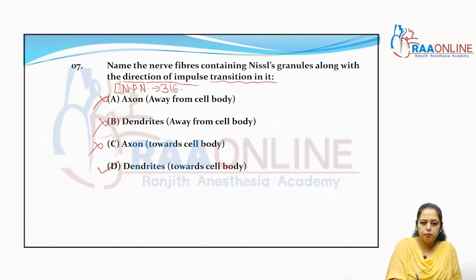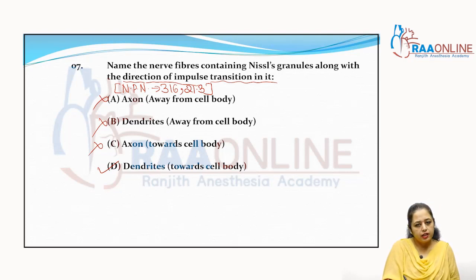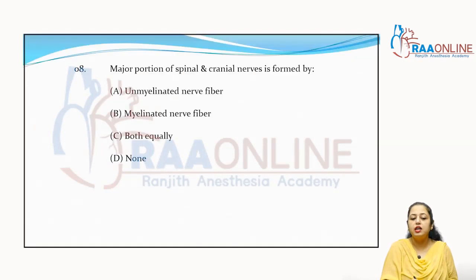Same NCERT page number 316, 21.3, last line about the dendrite. Clear? So Nissl's granules are present only in the cyton and the dendrite, right? And dendrites carry impulses towards the cyton. Away from the cyton is the function of the axon, right? And in that question, they say containing the Nissl's granules, along with the direction of the impulses. That's why the answer is the dendrite, right? Now come to the next question.